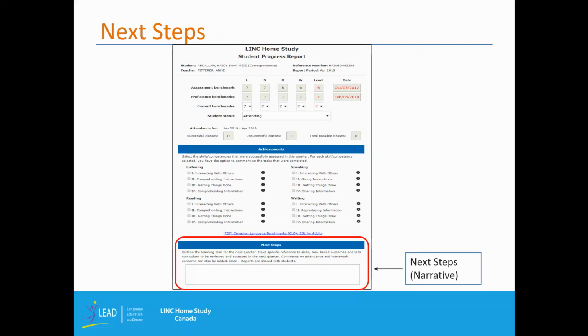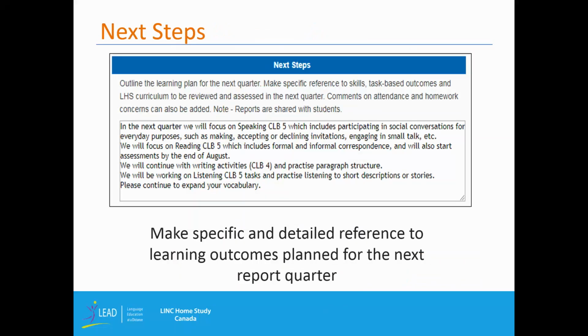This is the last section of the report. In the next steps, make specific and detailed reference to learning outcomes planned for the next report quarter. Students receive a copy of their report, so the next steps section should be easy to read. Make reference to specific CLB outcomes to be taught or assessed in the upcoming 3 months. Also, include LMS curriculum you plan to teach, review, assess. Where possible, add specific deadlines for these learning goals.